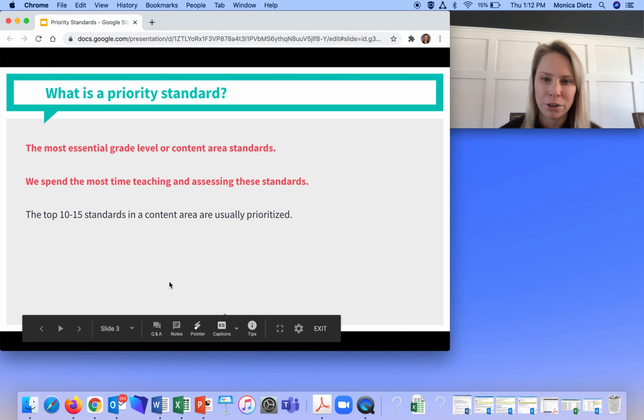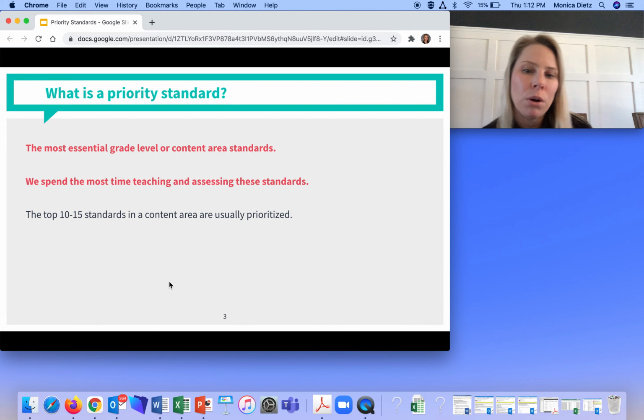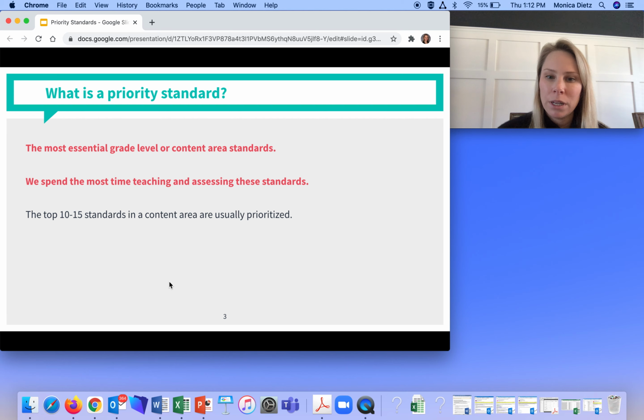So, a priority standard is sometimes referred to as a power standard. Most of my knowledge regarding this topic comes from my work with our standards-based grading group and information I learned from Marzano resources and the books that the colleagues of Marzano have published on this topic. That said, we are focusing today on priority standards and not standards-based grading. So, what is a priority standard?